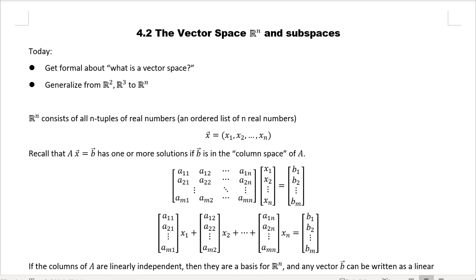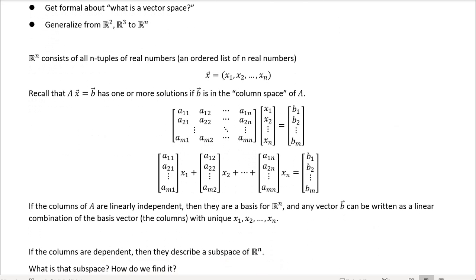Hi everyone! Today let's talk about session 4.2, the vector space Rn and subspaces. So today we will get formal about what is a vector space, and we will generalize the results from R2, R3 to Rn. So Rn consists of all the n-tuples of real numbers. That is an ordered list of n real numbers. So here we have n coordinates, and all of them are real numbers.